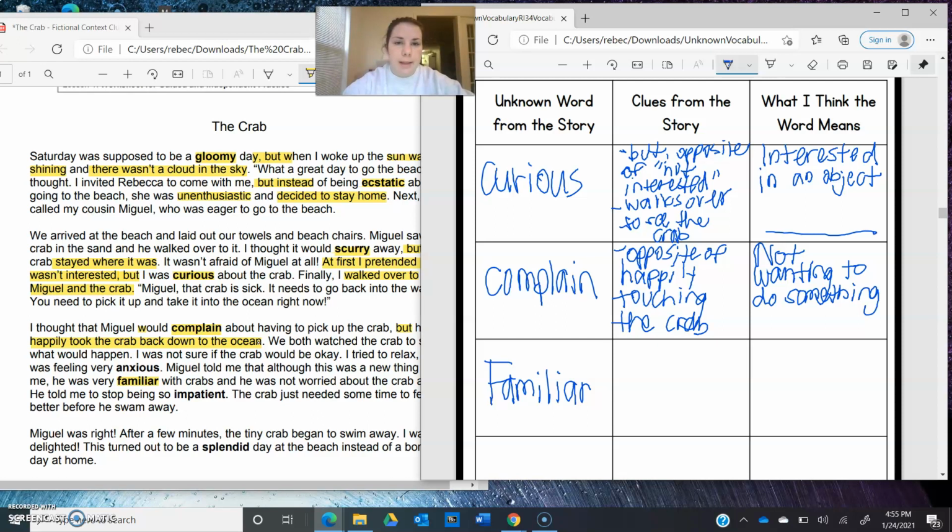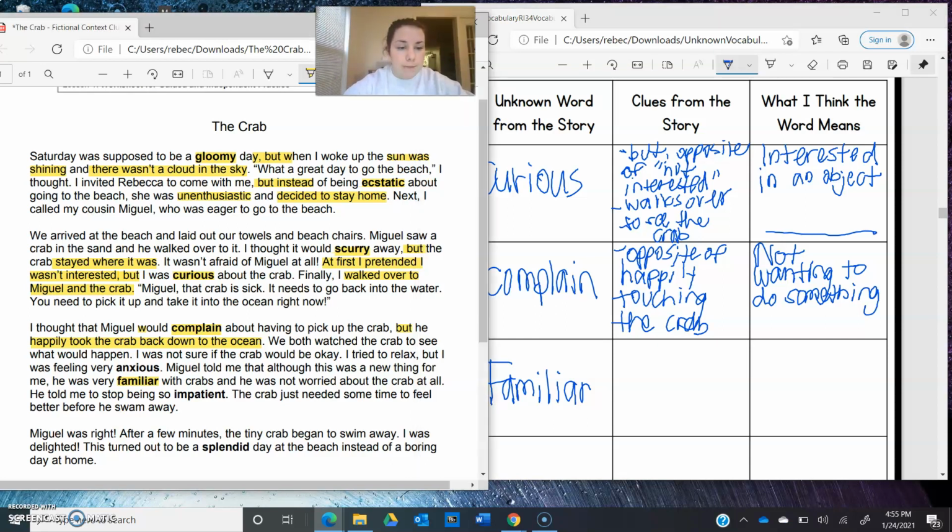So if you haven't highlighted it in the text, go ahead and do it. And you guessed it, we need to read around the word, highlight our clues, write our clues in our graphic organizer, and then put our clues together to say what we think the word familiar means. Pause and then press play when you're done, and we'll go over it. All right, you've pressed play and you're back. So if we read around the word familiar, McWell told me that although this was a new thing for me, he was very familiar with crabs, and he was not worried about the crab at all.